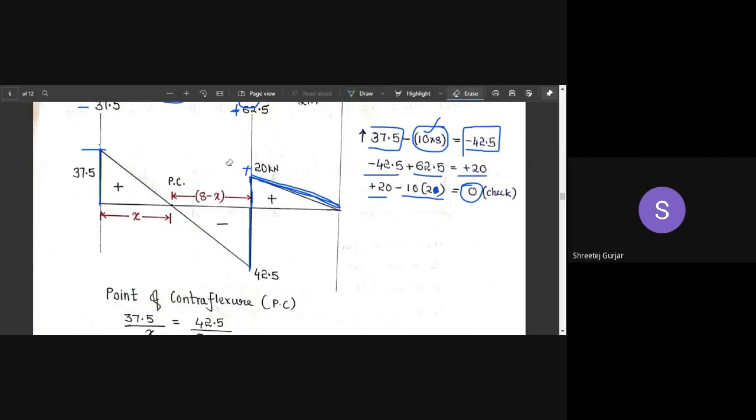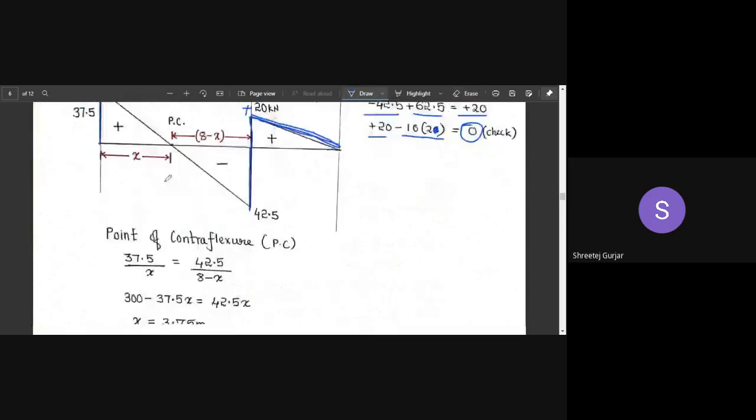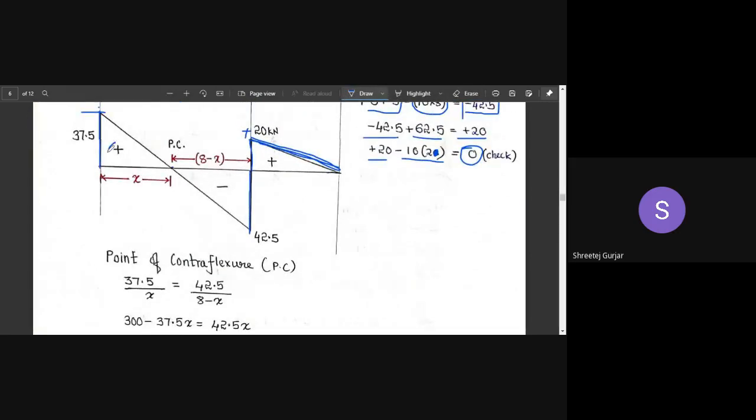So now we need to calculate this point wherein your shear force changes sign. This is plus and this is minus, so it is changing its sign at this point. This distance we'll mark as x from your left hand side. We know that this total distance is 8 meters, so 8 minus x will be this distance.